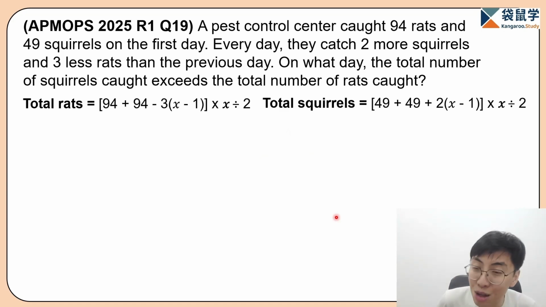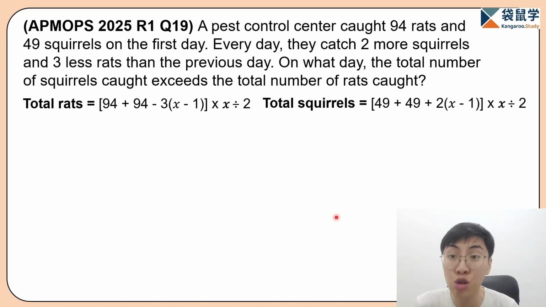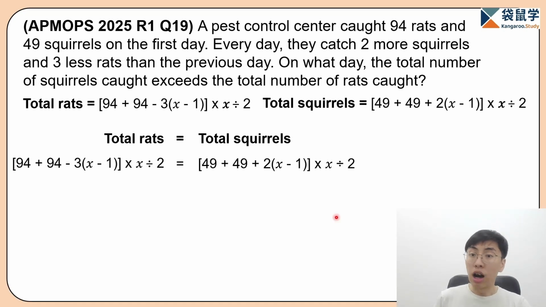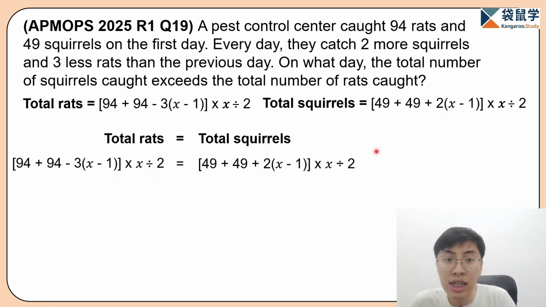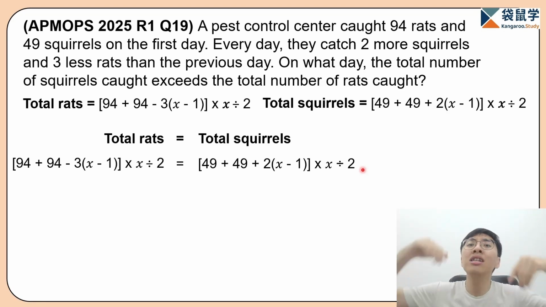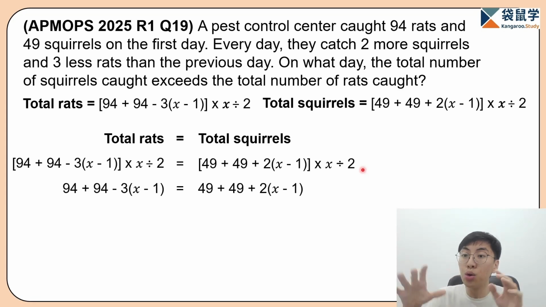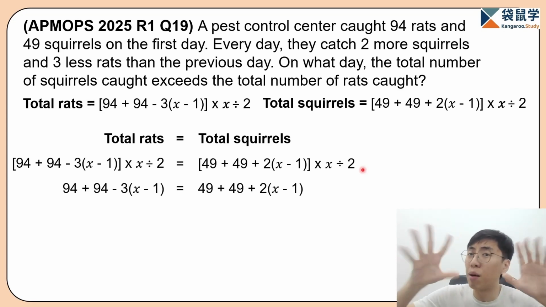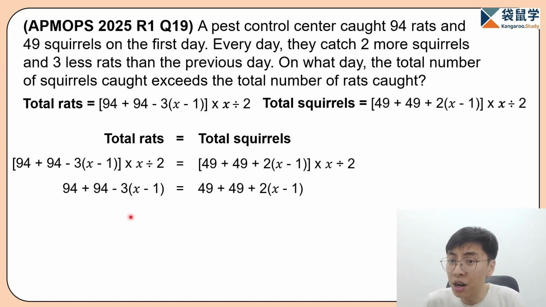So with that, let's take a look. When we compare the rats and squirrels, we can just assume that they are the same. After we put both of them together, we realize on both sides that it is times x divided by 2. What can we do about it? We can cancel them and simplify it into the following. And then the next thing we do is we open up those brackets over here.